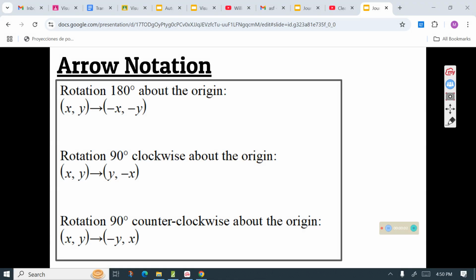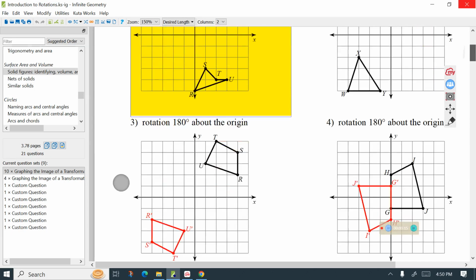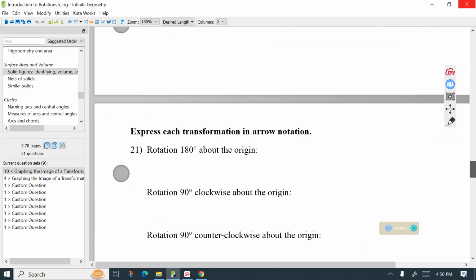Okay, so here we go. We're going to cover arrow notation and our introduction to rotations assignment. You guys should add these onto the back of the assignment that we have in this specific place that I'm going to show you right now. Okay, we're looking for the last page, again, all the way at the end of the assignment. We have some places to put the arrow notation.